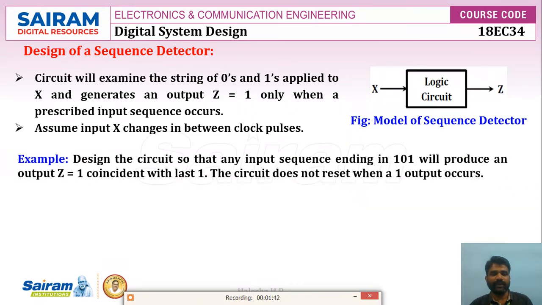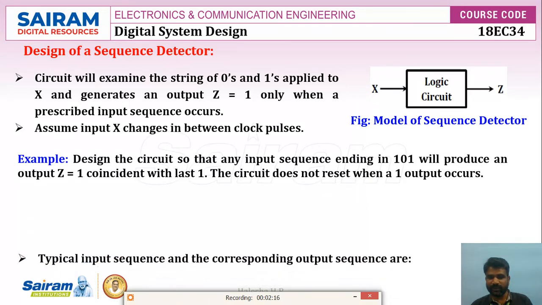Let's have an example. Design the circuit so that any input sequence ending in 101 will produce an output z equal to 1, coincident with the last one, and the circuit does not reset when output 1 occurs. That means it is required to design a circuit to detect the sequence 101, and output z will be 1, and that is coincident with the last one.